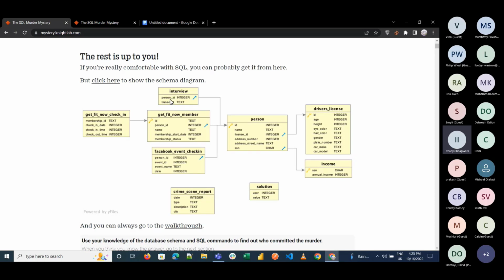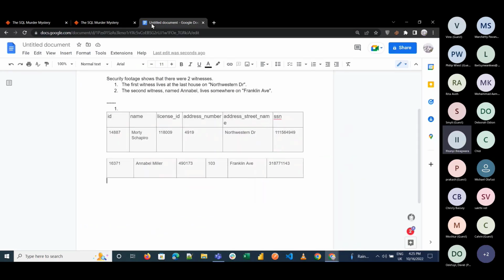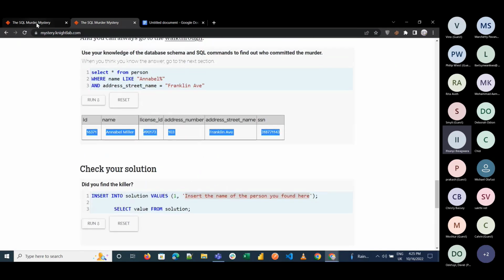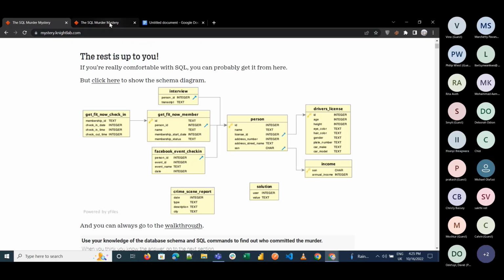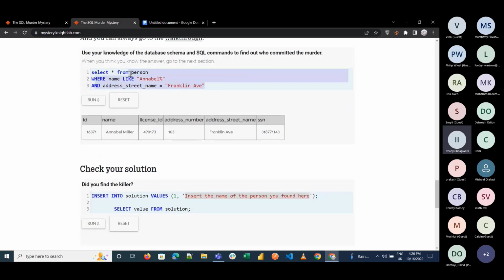You can see the person's ID digits and the script, which is text data. The script will tell us what the person said they saw, or any clue the person gave the police, which helped the police solve the case. So we're going to come back here. I want to explore the interview table.